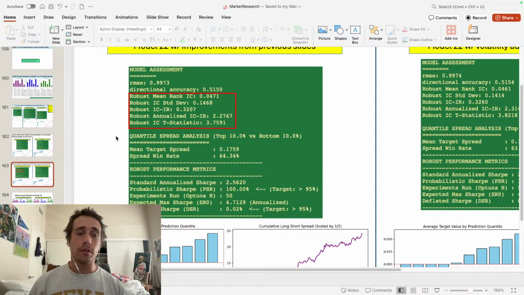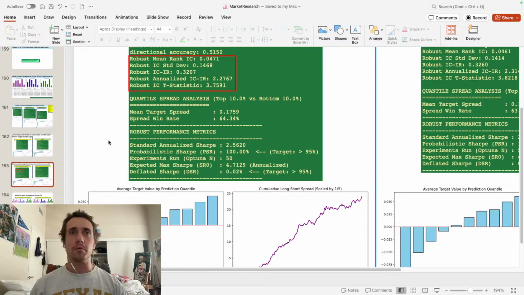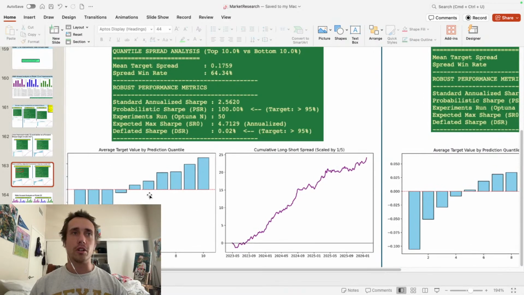Daily information coefficient to information ratio, I have a goal of 0.03. I'm getting 0.3, so larger by an order of magnitude. Similarly, on a yearly basis, my goal is 0.3. I'm getting 2.3, so again, larger by an order of magnitude. T statistic, my goal is 1.98. I'm getting about 2 times that. So it looks really good on all of the metrics.